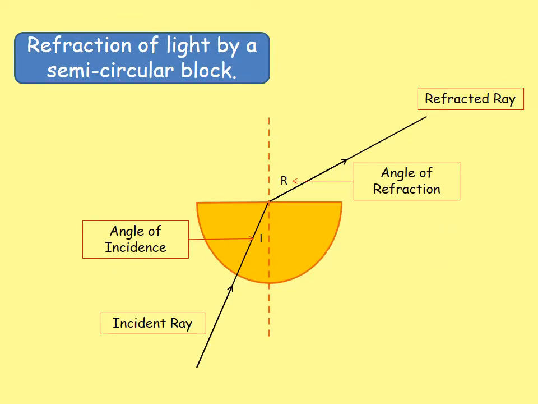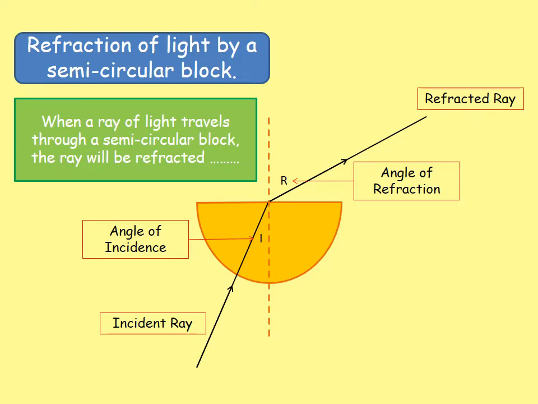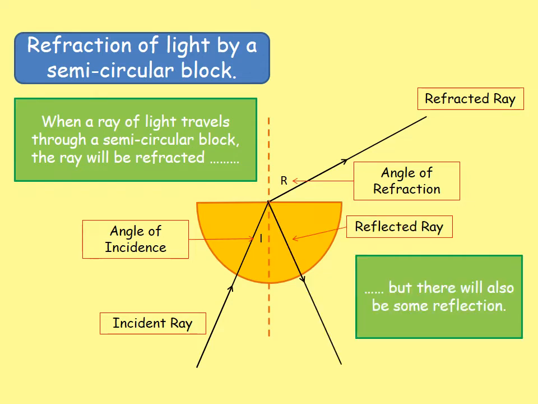So we've looked at the refraction in a full block, but reflection of light can also occur in a semicircular plastic block. That yellow part is now full of plastic. Just like in the previous example with the full block, you have a refracted ray, an angle of refraction from the normal, an incident ray, and an angle of incidence also from the normal. When a ray of light travels through a semicircular block, the ray will be refracted, but there is also some slight reflection from the interface between the plastic block and the air.